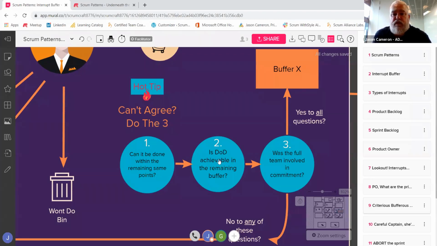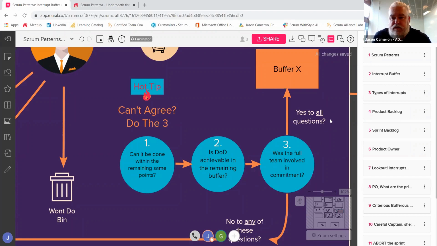Question number 2 is, is the definition of done achievable within the remaining buffer? So have we got enough time left in the sprint to do the piece of work right through to the definition of done, or is it going to be a carryover risk? Number 3 is, was the whole team, or the team that is going to have to do the work, involved in the commitment within this sprint?